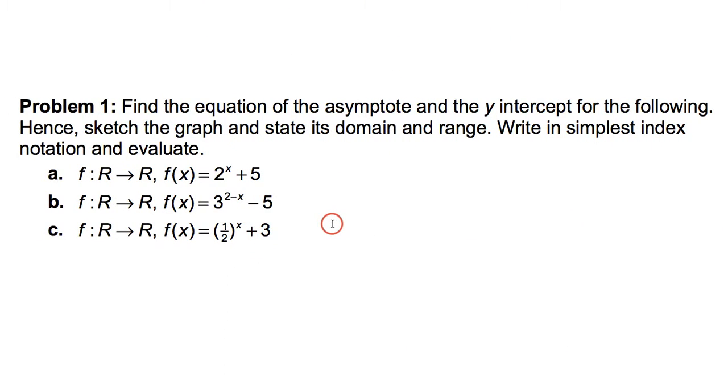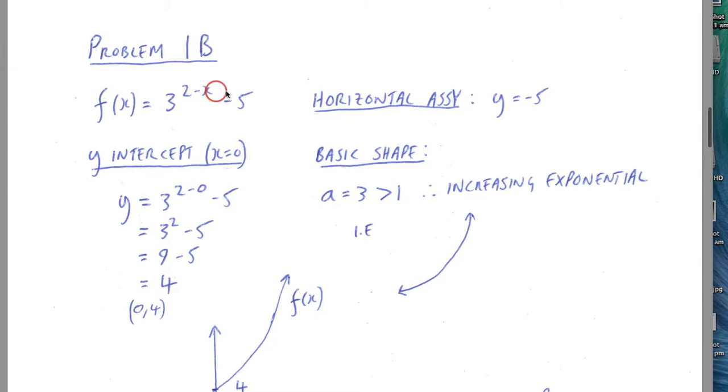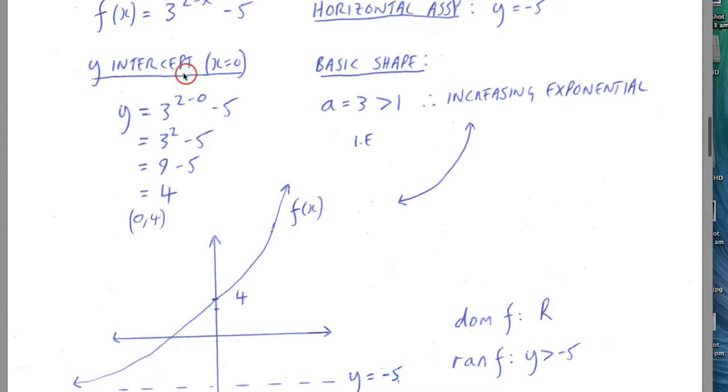Looking at our second part of the question, we've got a rule f. Again, the domain can be anything, and the range will be what the rule produces. This time the rule is f of x equaling 3 to the power of 2 minus x, take away 5. So here's the rule that we're dealing with. The horizontal asymptote is y equals negative 5. Again, this first term can't be made to be 0, therefore we can't get the value y equals negative 5. That's why we have an asymptote.